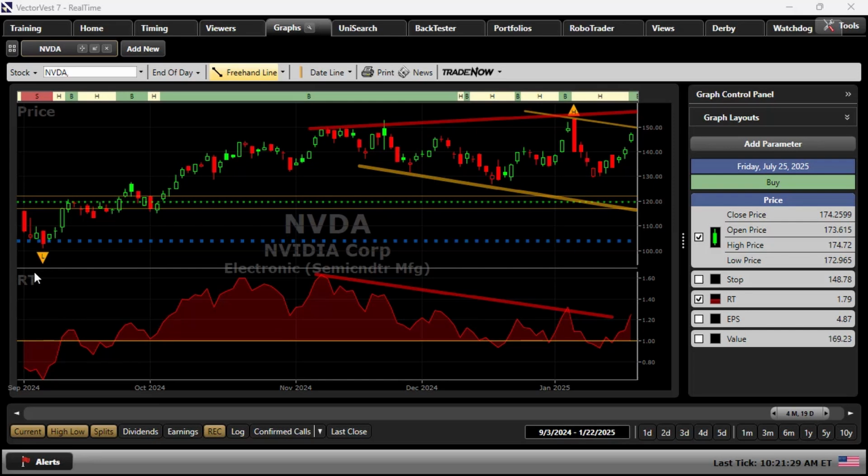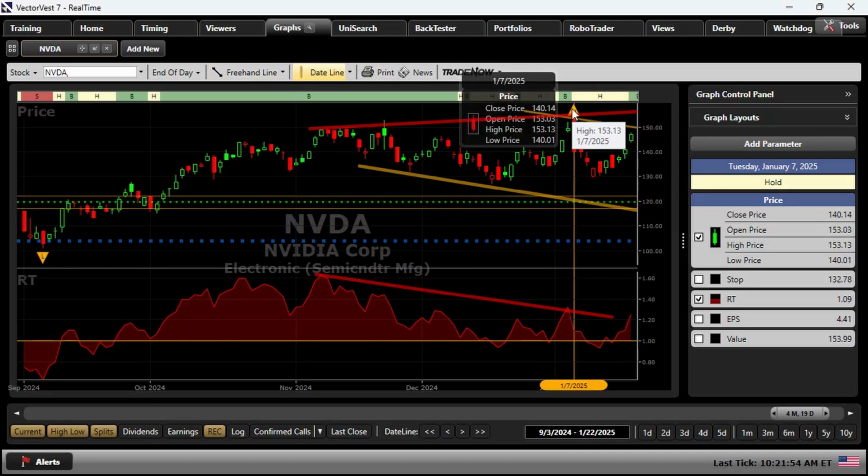This was the end of last year. We can see we're looking at about November 2024 to about January 2025. Look at the price action of NVIDIA hitting a new high on January 7th at 153.13. Now, in my mind, this gave me some alarm bells, because the asset, NVIDIA, hitting a new high shows that the stock is still in an uptrend.